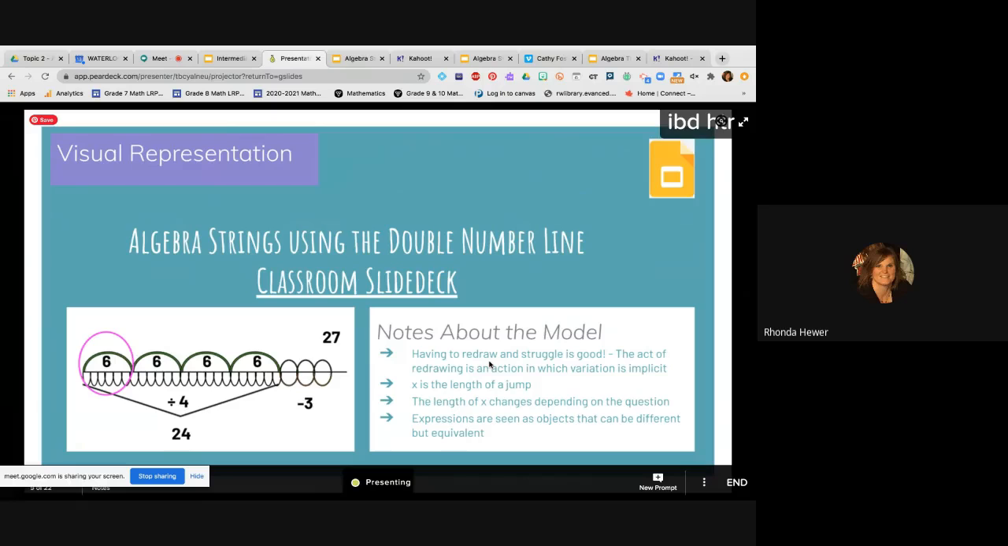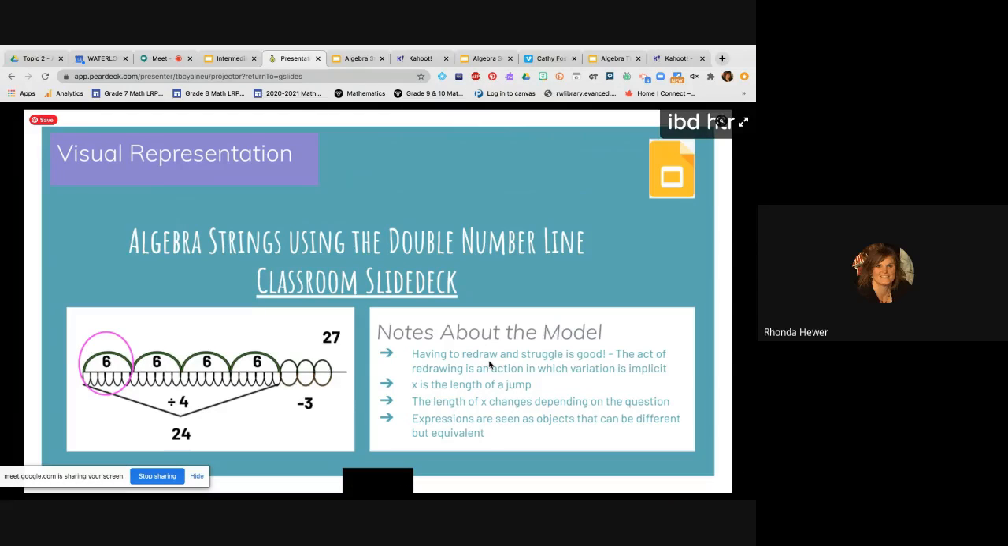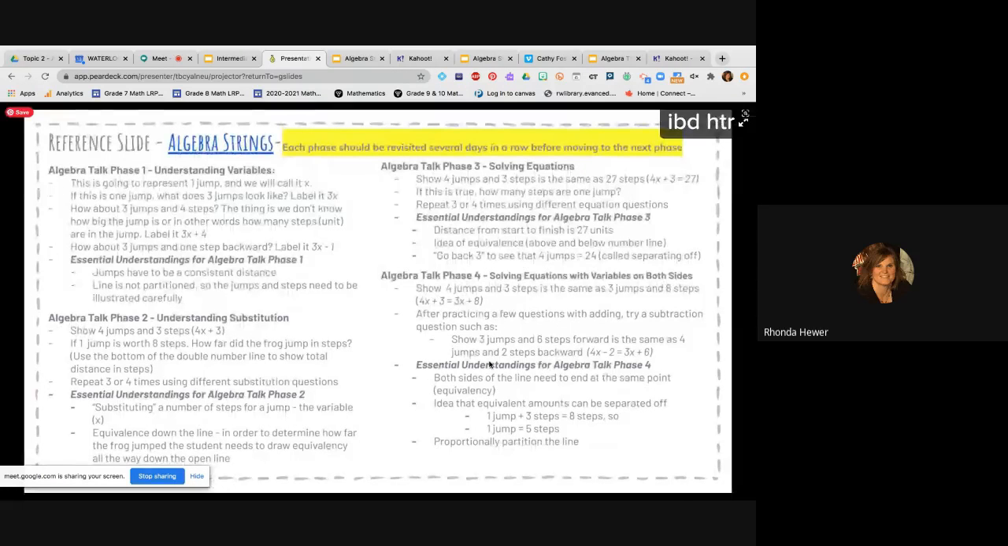And there's a couple notes about this model. The having to redraw and the struggle is good. It's actually a really good thing in their conceptual development. So they're going to complain, and that's why whiteboards are so great, because they can erase and then they can redo, and they can erase and they can redo, and they're going to be totally frustrated with you, and that's awesome. You're doing your job really well if they're super frustrated with you. It's making them think algebraically every time they have to erase. So the length of X changes depending on the question, and expressions are seen as objects that can be different but equivalent. This is the reference slide that I was telling you about.